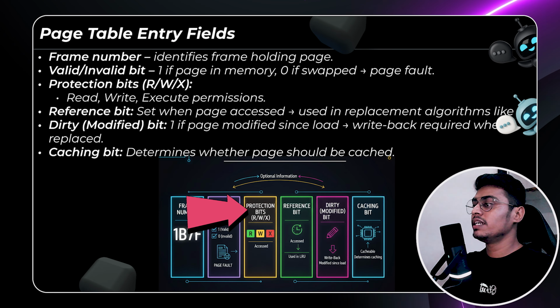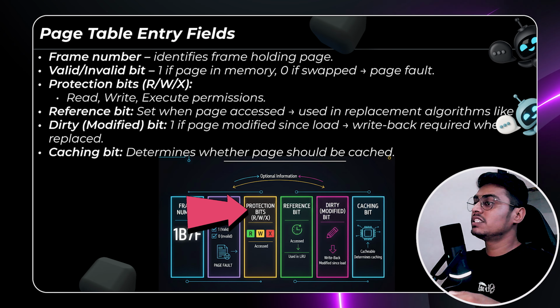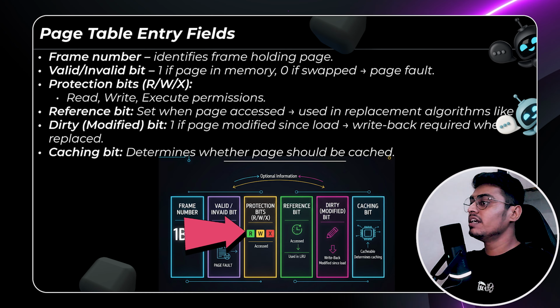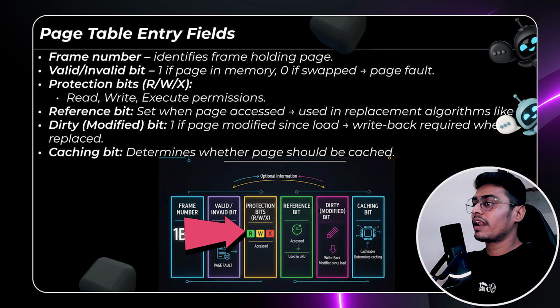Now the next field is protection bits. These bits specify what operations are allowed on this page. Typically we have three permission types: read, write and execute, R, W and X. Read: can we read data from this page? Write: can we modify data in this page? X means: can we execute instructions from this page.